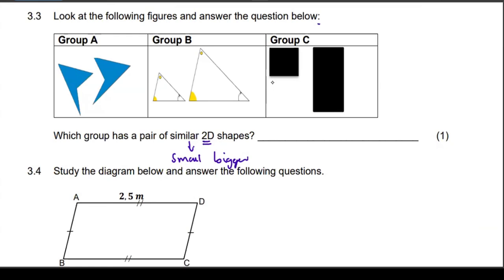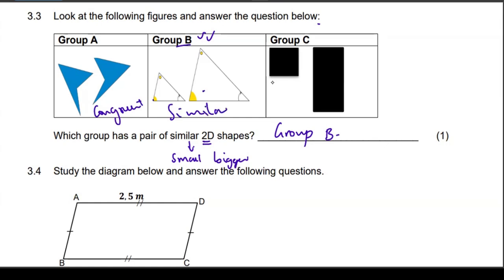What do I mean? If I look at group B, I feel like it's the perfect answer for this question. Why? Because this is a small triangle, this is a big triangle. When you look at the direction of the angles, they are exactly the same. Why are we not choosing A? These shapes are exactly the same size. So rather, these ones will be congruent. We are saying these are similar.